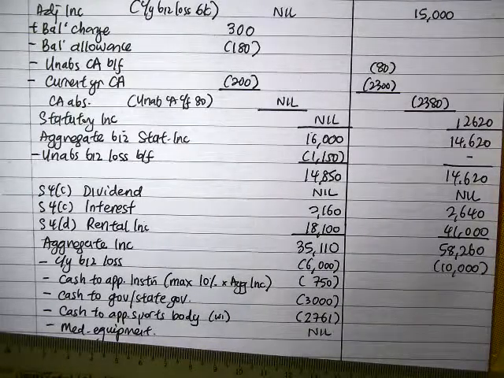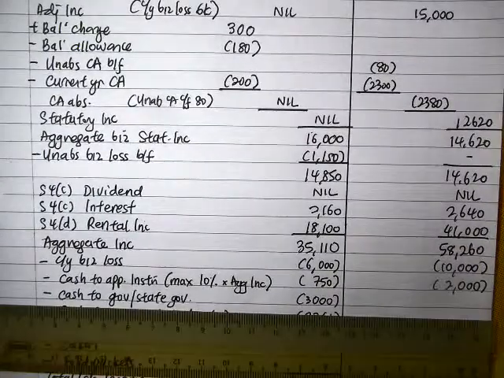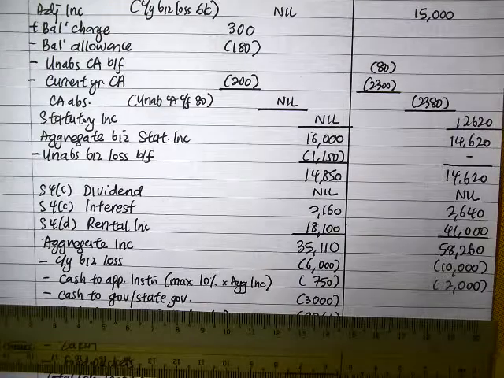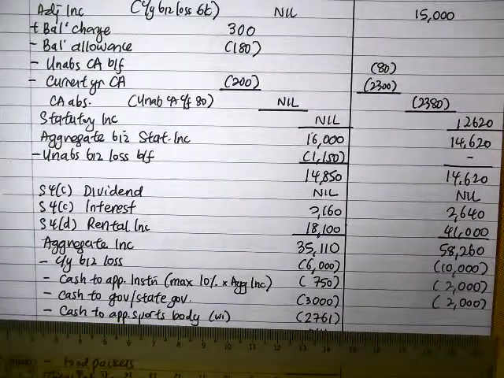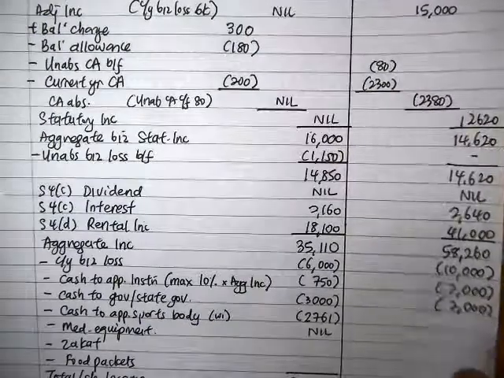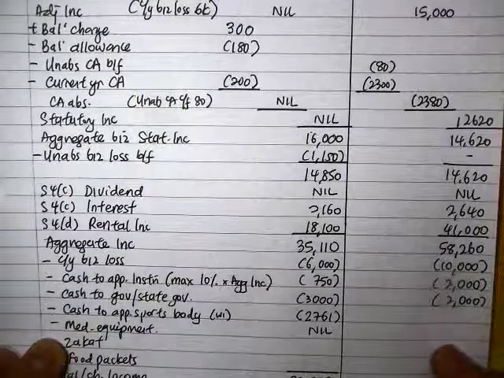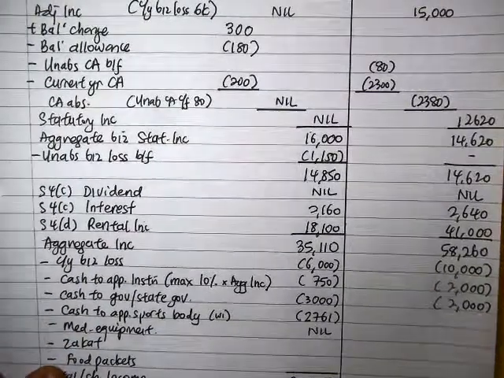Alright, now the donation to approved institution is 2,000, which is still within 10% of the aggregate. Then donating to the state government is 2,000 as well. Right, the donation to the sports body is 8,000. Okay, I need working here, so I just leave the figure out. Right, medical equipment none.